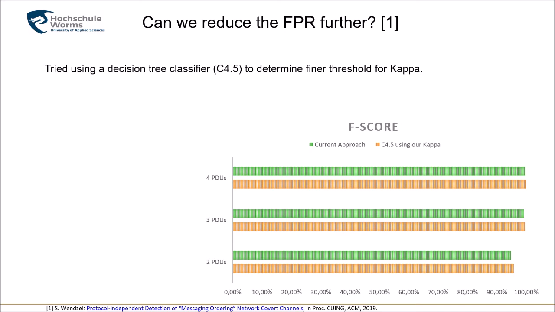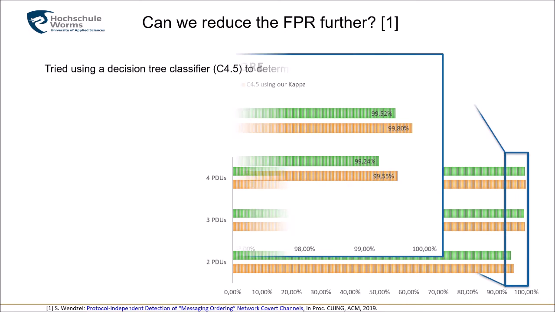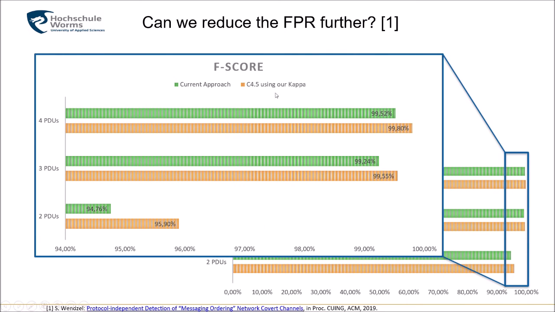And here's the result. First of all, with the current approach, and secondly with C4.5, I used the weaker tool to do this. As you see, the differences are not that big, but if I zoom in, then the optimized threshold that I didn't find by hand, because I didn't make it so precise, can increase the results still a bit further, especially for the 2 PDU channel.